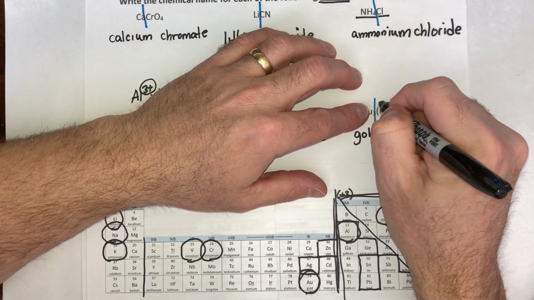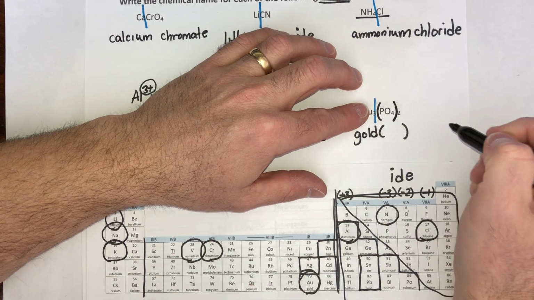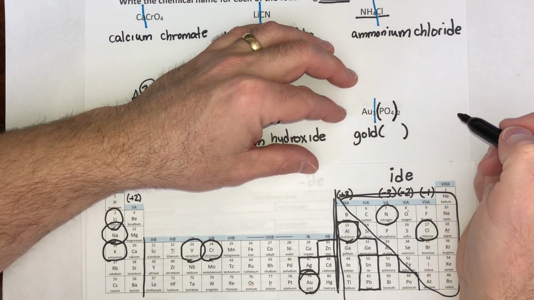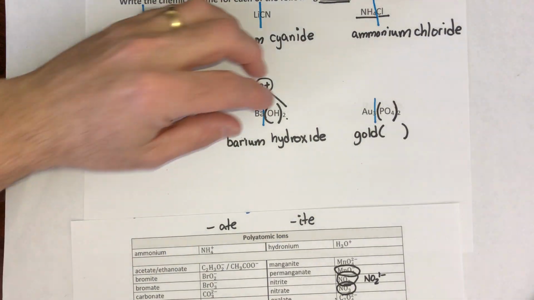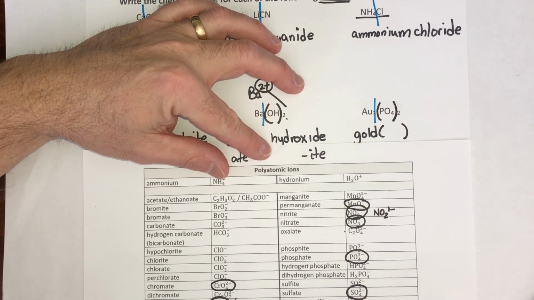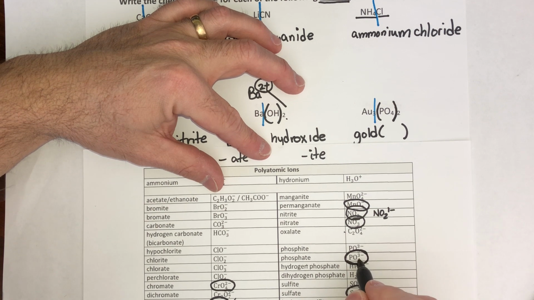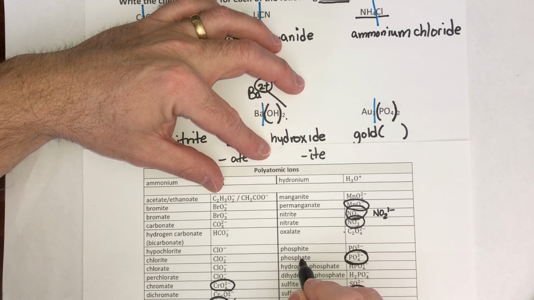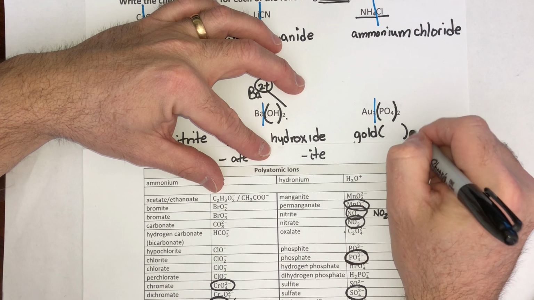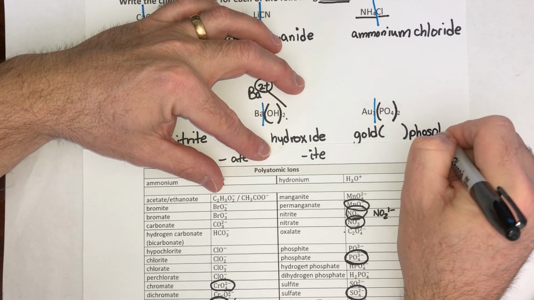The second half is the PO4. It's in brackets, so that's all I need to worry about. So if I go looking through my polyatomic ions here, I'm looking for a PO4, and it's right here. PO4 3 minus is a phosphate. So this is phosphate.